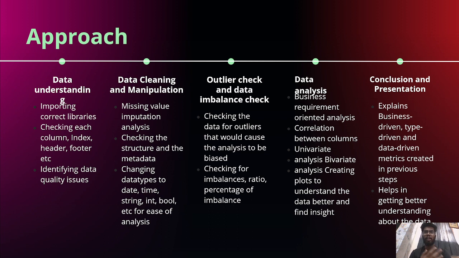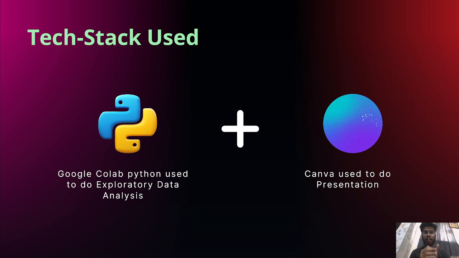The approach we followed: first, data understanding, what the type of data is. Then we proceeded to data cleaning and manipulation, where we handled missing data, and did the imbalance check and outlier check. After all the exploratory data analysis, we dove into the data analysis, and then presented a conclusion and presentation. The tech stack used is Google Colab and Python for exploratory data analysis, and for the presentation, we used Canva.